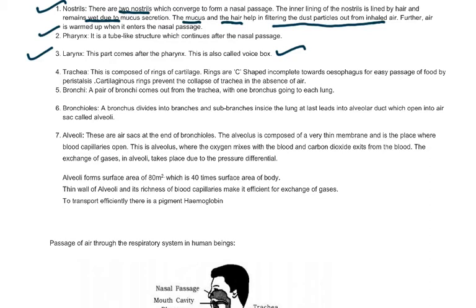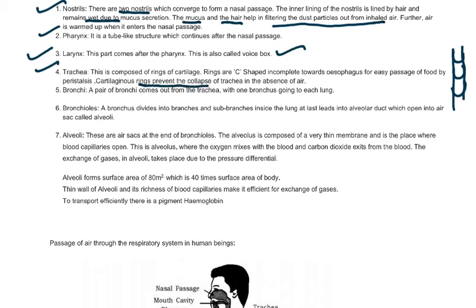Now coming to the next part, the larynx leads into the trachea. In our trachea there are C-shaped rings. Throughout the trachea you will find ring-like structures in a C shape. Now, why are these rings C-shaped, and why are they incomplete? C means incomplete, not a complete ring. The purpose of these rings is that they do not allow the trachea to collapse.